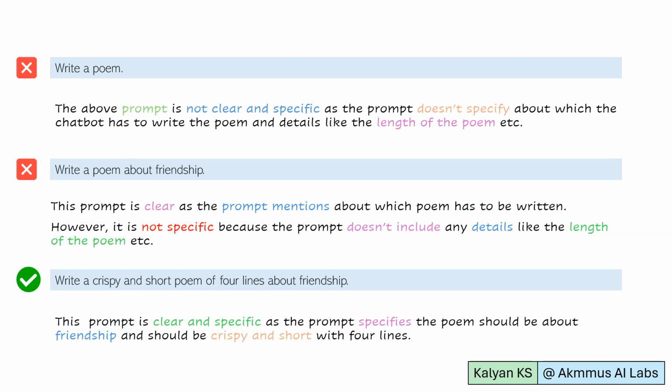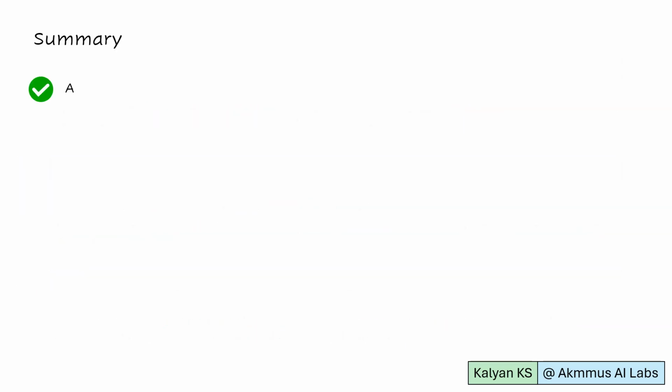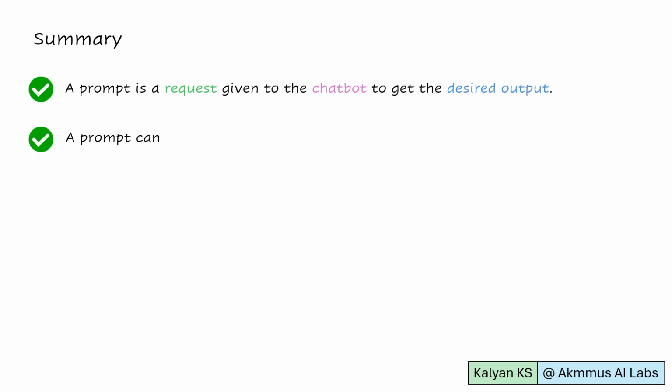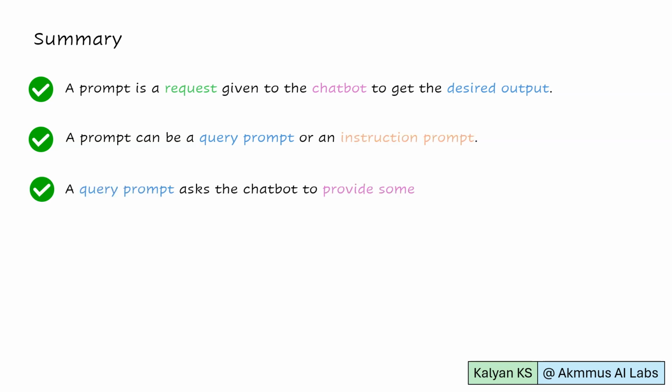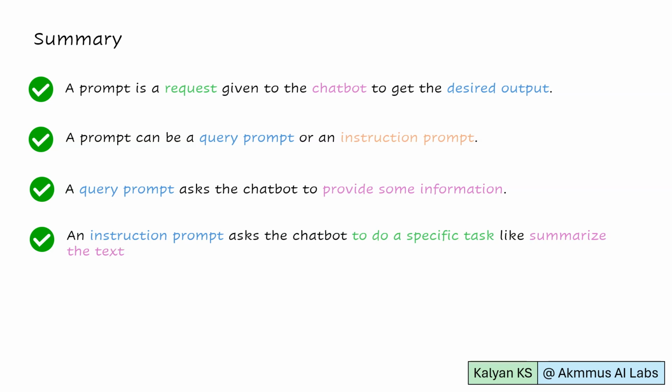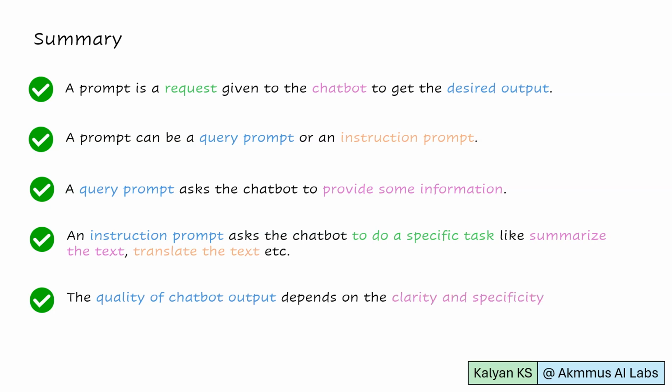To summarize, a prompt is a request given to the chatbot to get the desired output. A prompt can be a query prompt or an instruction prompt. A query prompt asks the chatbot to provide some information. An instruction prompt asks the chatbot to do a specific task like summarize the text, translate the text, etc. The quality of chatbot output depends on the clarity and specificity of the prompt.